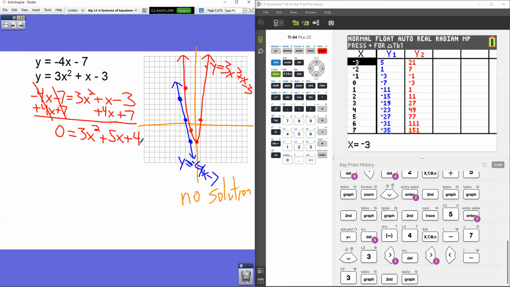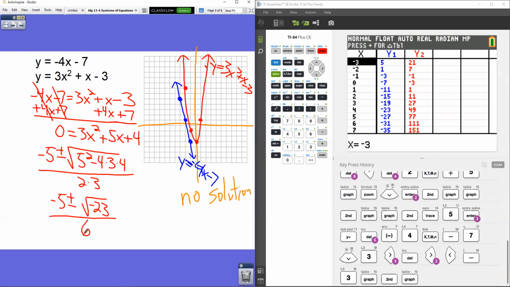I want to use the quadratic formula. Now, again, you could do the factoring with the two sets of parentheses, but I would just stick with the quadratic formula. It's just easier. Negative b plus or minus the square root of b squared minus 4 times a times c, all over 2 times a. Well, here's where it gets pretty easy because when you type in 5 squared minus 4 times 3 times 4, you end up with the square root of negative 23.